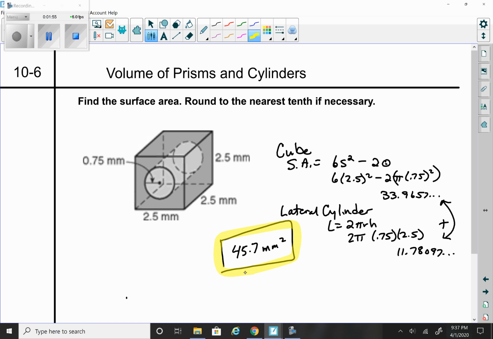Again, this is a little bit more challenging composite figure. Sometimes it's hard to visualize what you're seeing in that picture. So moving on to our notes on volume.